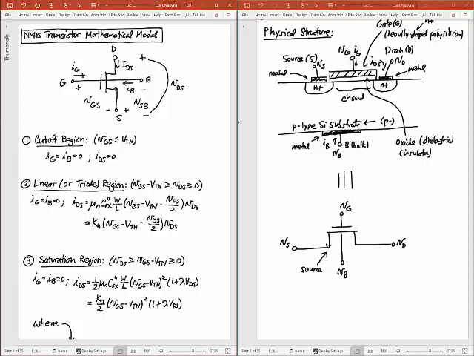Okay, and so here's how this thing behaves. In the cutoff region, meaning I'm going to take VGS and put it below some kind of threshold voltage. So that VTN there, that is a threshold voltage.